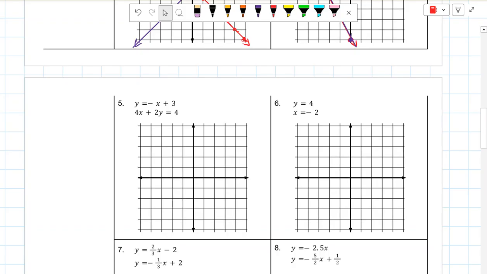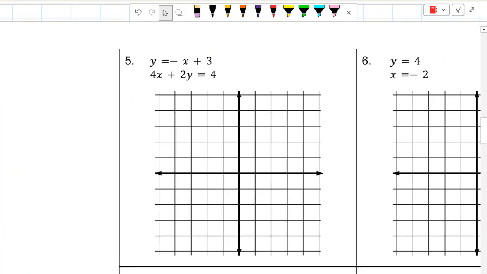Number 5. The top one is ready to go. We have a b and we have a slope. But the bottom one is in standard form, so we need to change it. So let's go ahead and work on that. We need to remove the 4x by adding a negative 4x to both sides. That gives us 2y is equal to negative 4x plus 4. Then we'll divide by 2 on both sides.